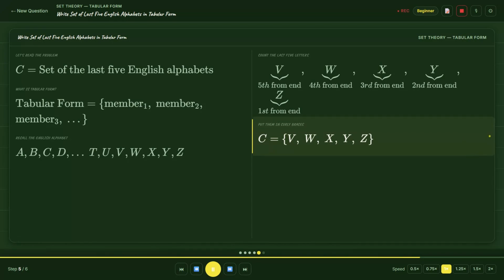Now we just write all 5 letters inside our curly brackets with commas between them, and we put the letter C with an equal sign in front because C is the name of our set.